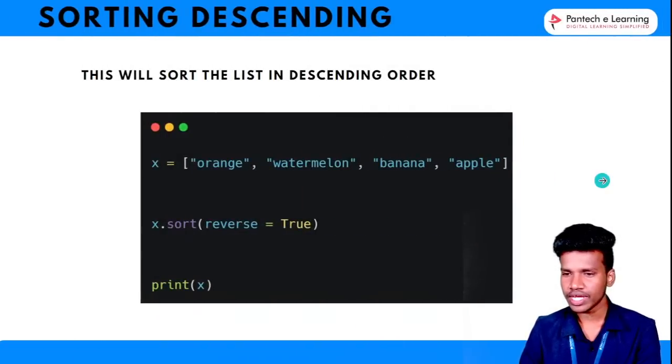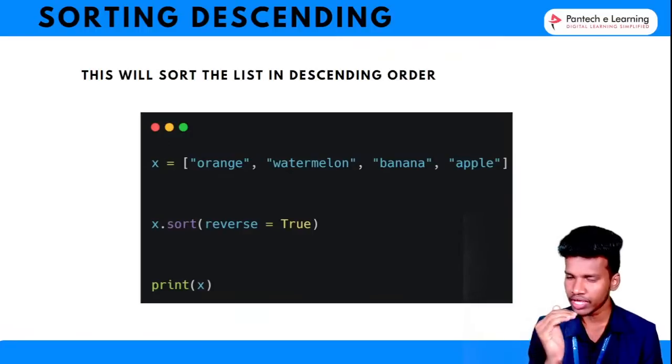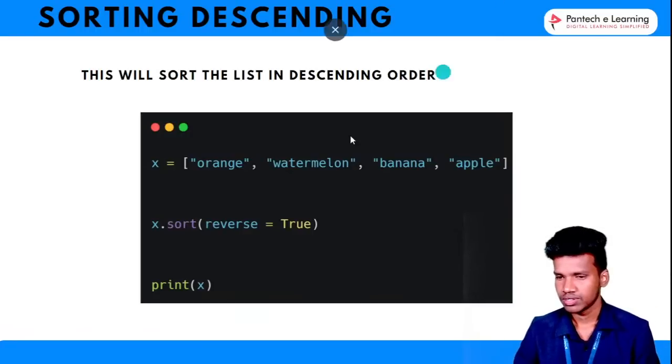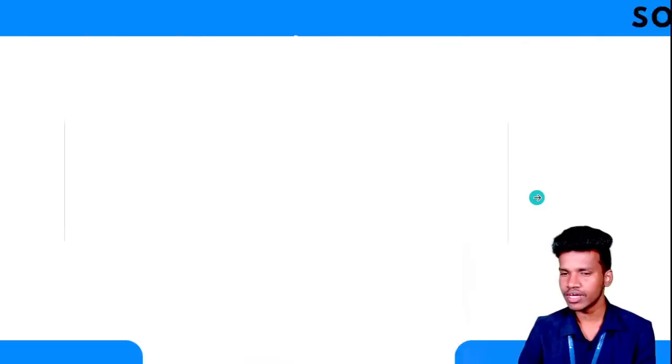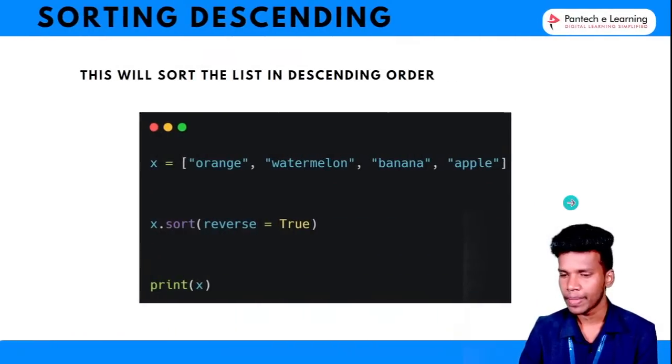So next one, sorting in descending order. That was the ascending method, and this is the descending method. It's also the same thing. The list will be arranged in reverse of alphabetical order, like watermelon, orange, banana, and apple. Based on this ascending order, the descending order is a reverse function, right?